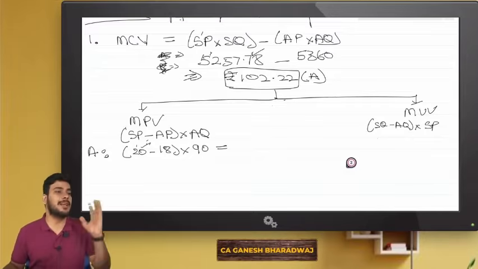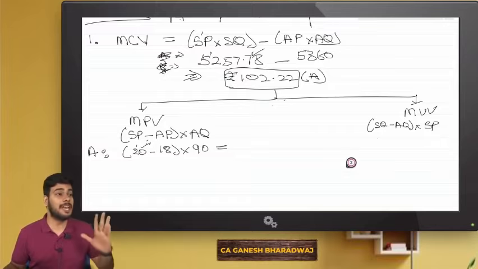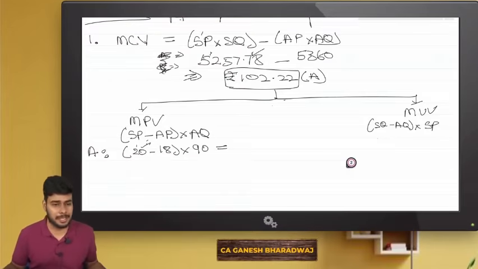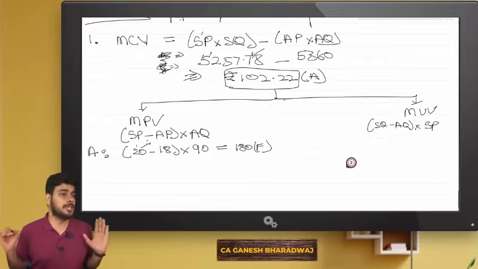You have finalized the deal at 18 rupees on every single raw material that you purchase. So how much is this? 180. Favorable. It's favorable, right? Correct or not? Are you clear with this?